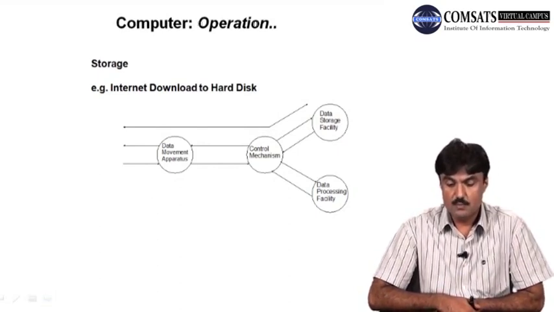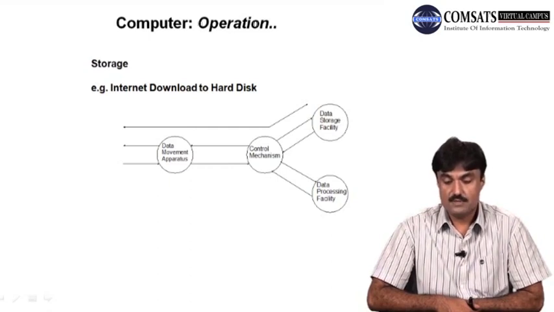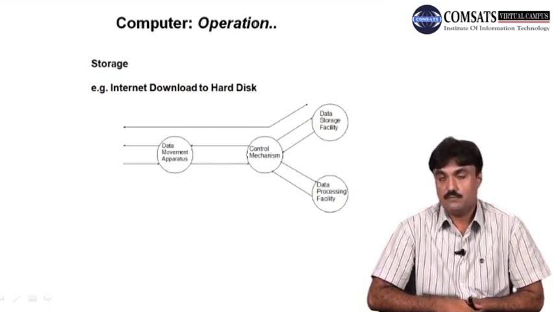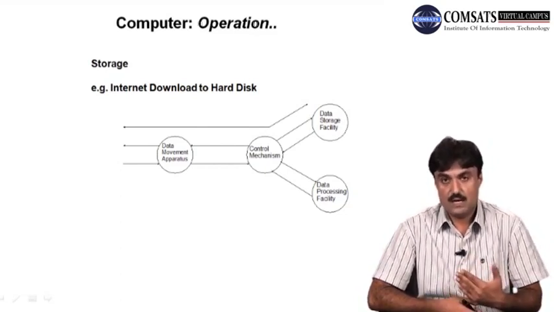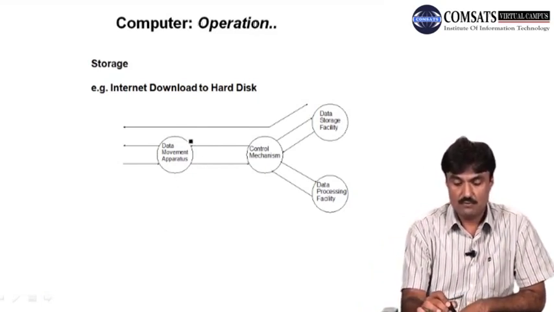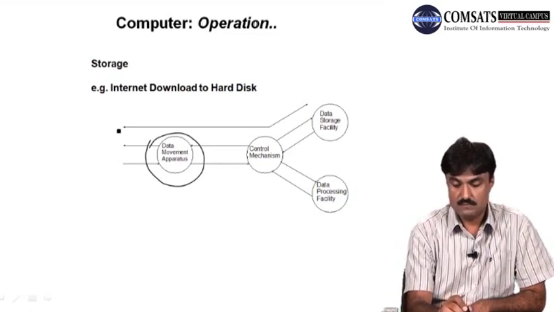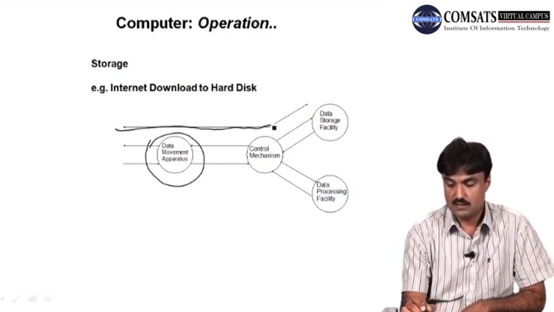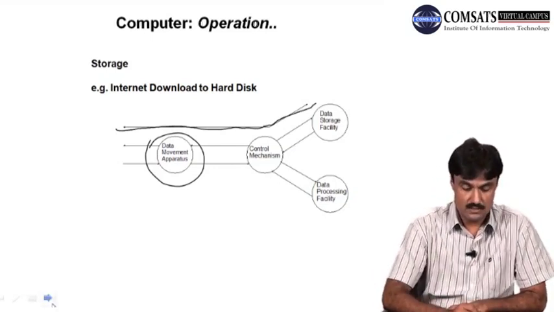The next operation that you will see here is the storage. The data movement apparatus is responsible for moving data from one place to another. For example, if we download something from the internet, we receive data and store it in the hard disk or somewhere else. The lines from where we receive data are the components responsible for providing connectivity, wires and so on. We receive data, and the control mechanism sends this data to the storage facility. So data is stored in this storage facility.